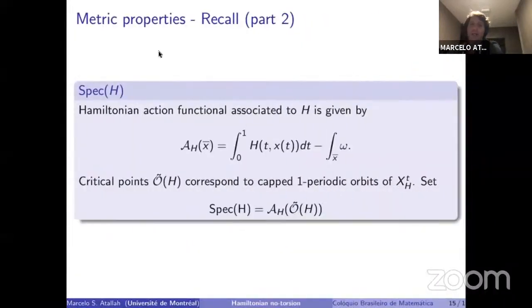So before I discuss a little bit about the proof, I just wanted to recall the definition of the spectrum associated to a Hamiltonian function. Basically, it is the set of critical values of the Hamiltonian action functional, which is associated to the Hamiltonian function H.